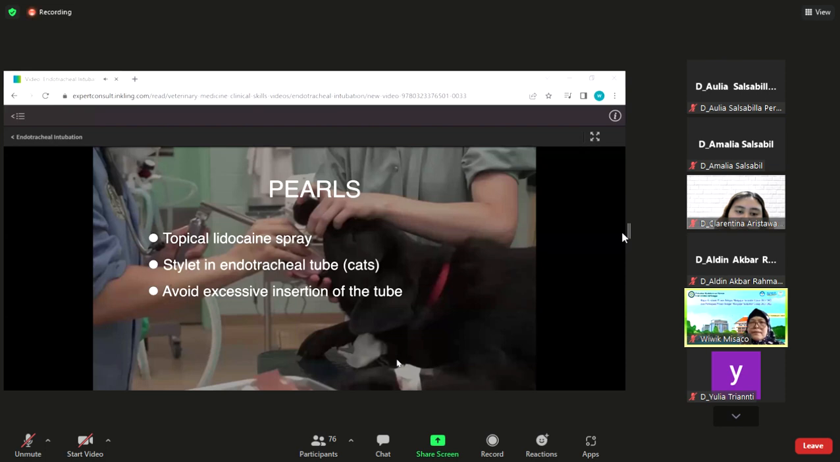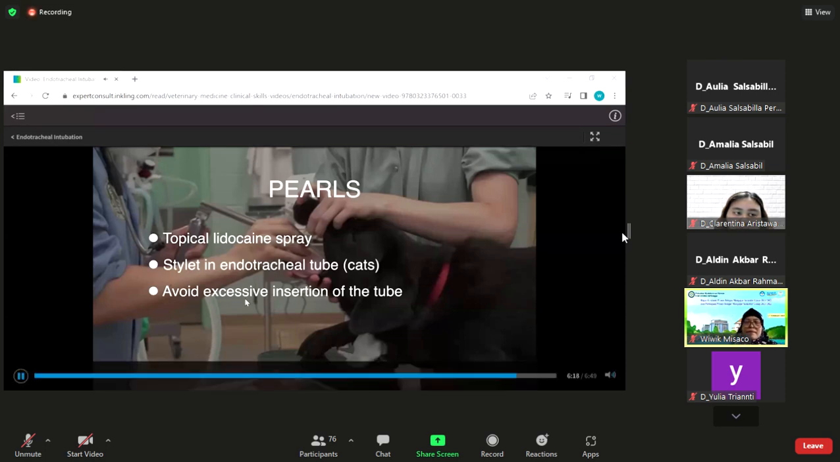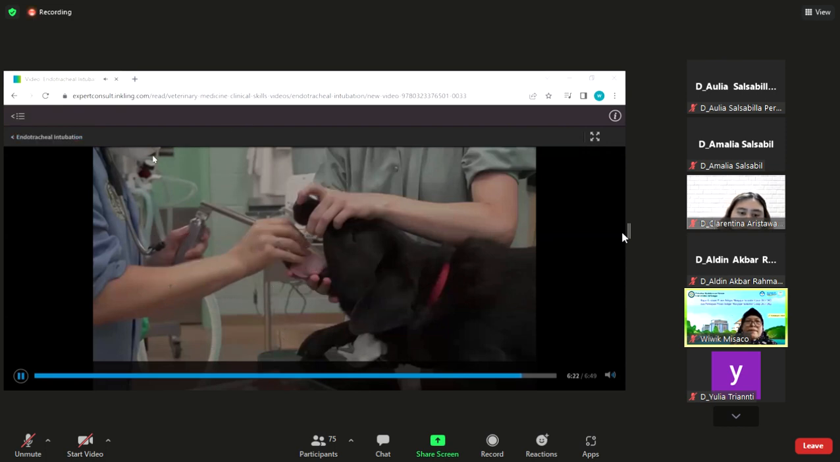Avoid overzealous insertion of a tube that's too long. The tube could pass into a bronchus, leaving the other lung uninflated and risking hypoxemia.